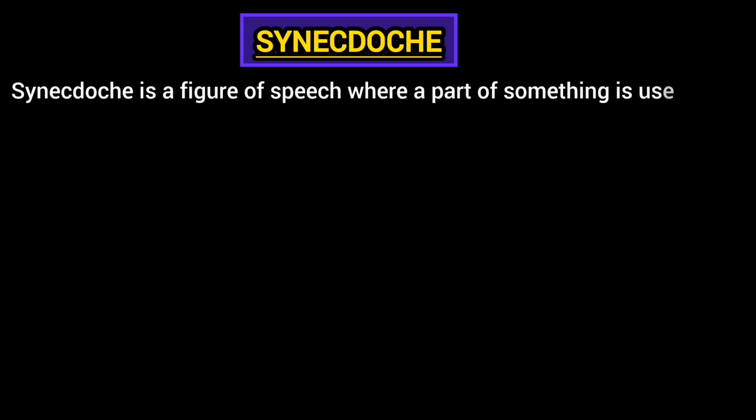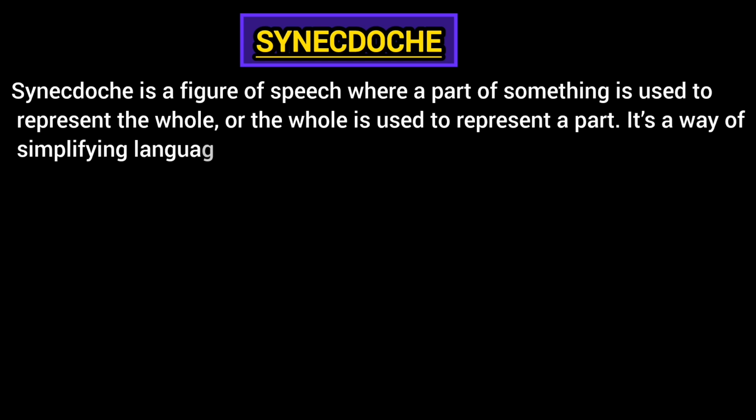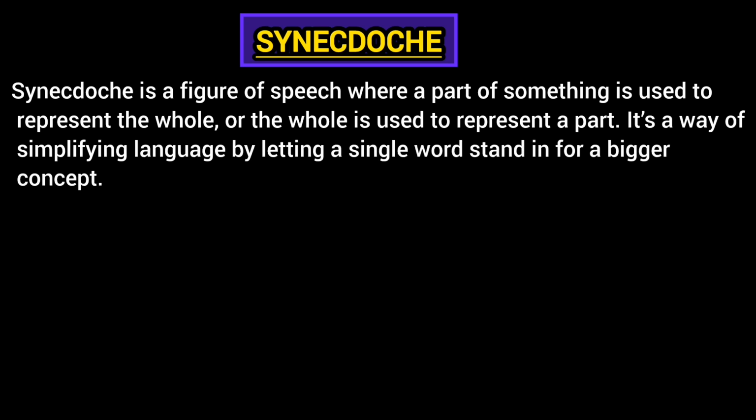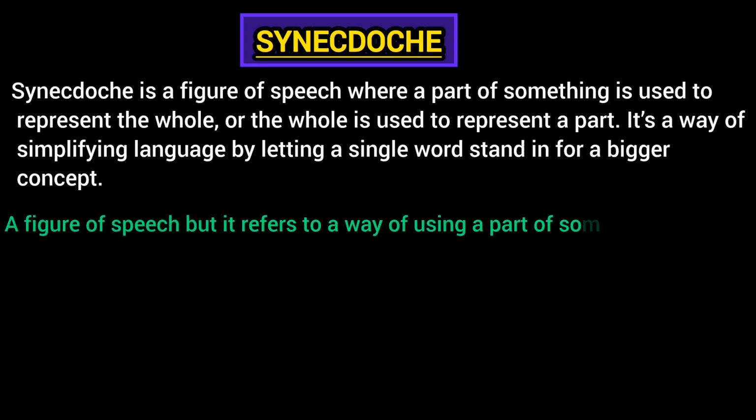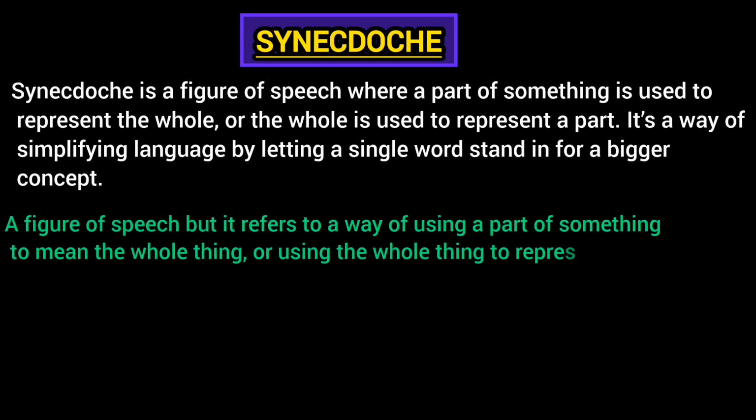It can be defined as: synecdoche is a figure of speech where a part of something is used to represent the whole, or the whole is used to represent a part. It's a way of simplifying language by letting a single word stand in for a bigger concept. What does it mean? Simply, it is not difficult, it is also a figure of speech, but it refers to a way of using a part of something to mean the whole thing, or using the whole thing to represent just a part.